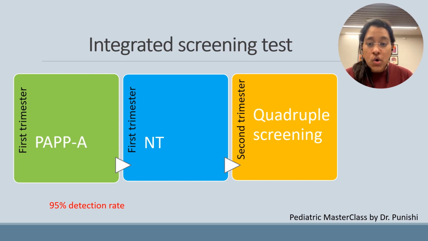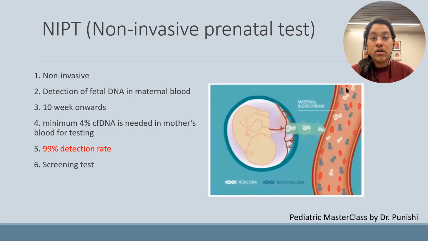So having discussed all of this, let's go into the next very interesting screening test, which is called the NIPT, or the non-invasive prenatal test, or some people call it the non-invasive prenatal screen. As the word non-invasive itself suggests, you don't really have to stick a needle into the mother's womb. What is the principle of NIPT? We're trying to detect fetal DNA in the mother's blood.